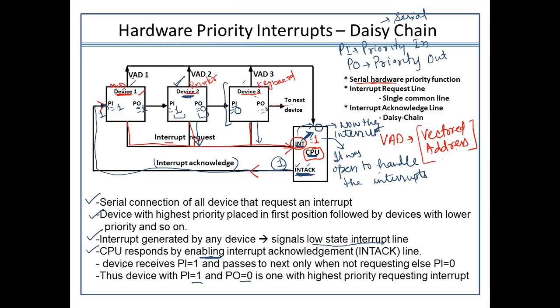Now the device receives PI equal to 1. The device will receive PI equal to 1 and pass it to the next device only when PO is equal to 1, that is, when it is not requesting.